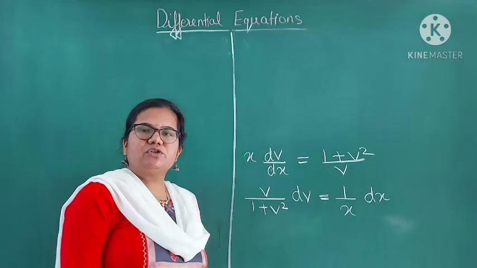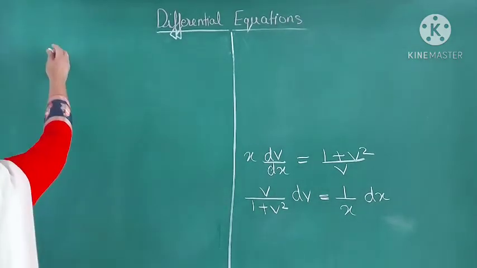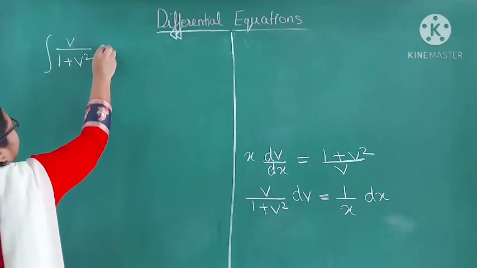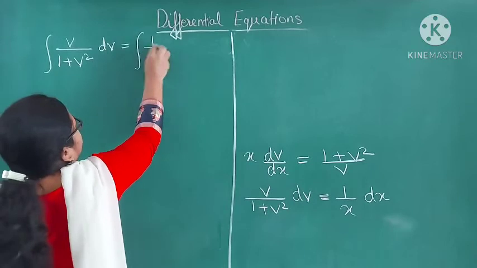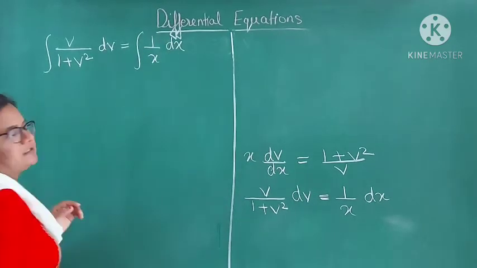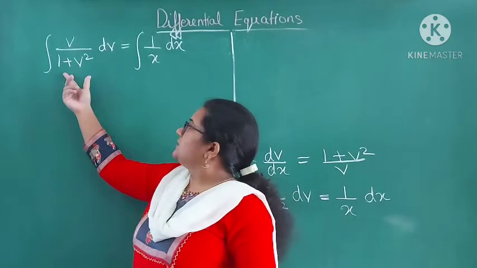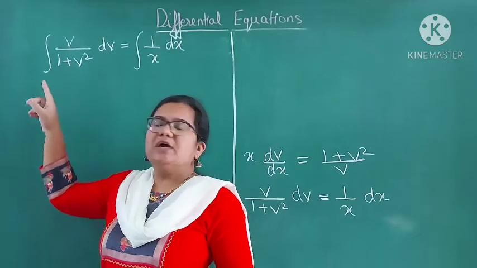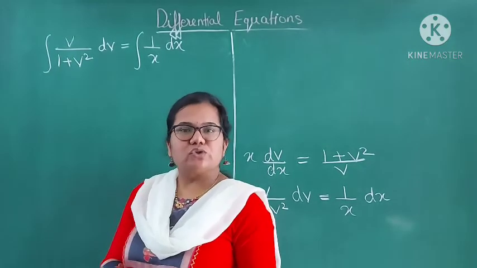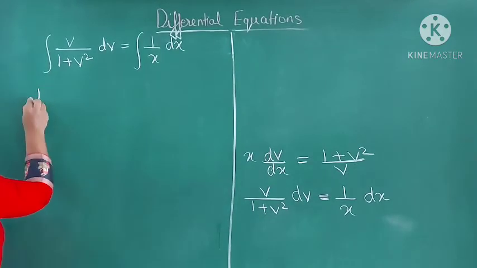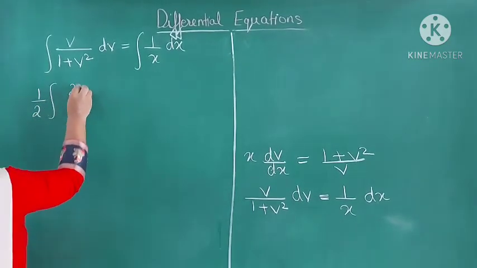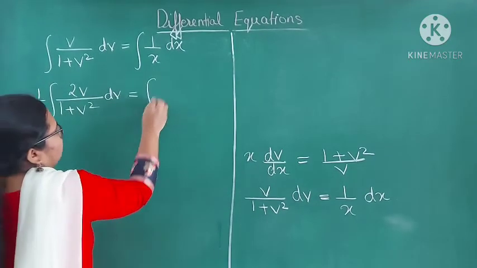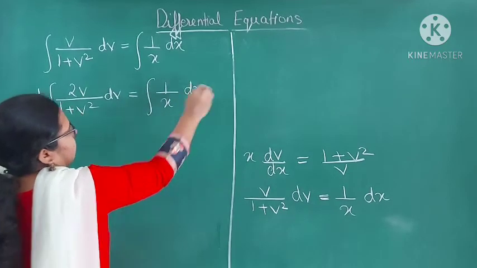Yes, after variable separation form, what we do? We integrate on both sides. So what this will become? Integration of v upon 1 plus v square dv is equal to integration of 1 upon x dx. Now, how to integrate this? See, what is derivative of 1 plus v square? Derivative of 1 plus v square is 2v. So here we can multiply and divide by 2 because 2 is a constant. So I can write this as 1 upon 2 integration of 2v upon 1 plus v square dv is equal to integration of 1 upon x dx.